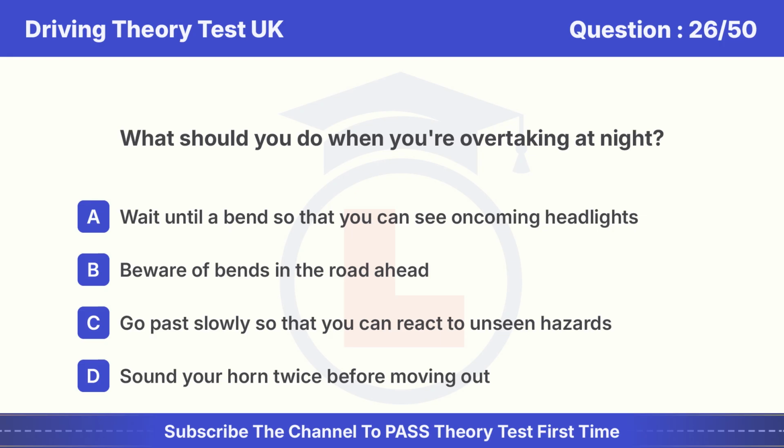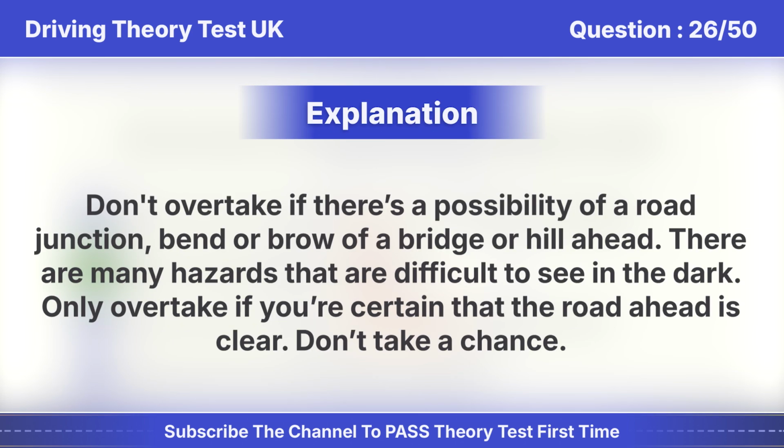Question 26. What should you do when you're overtaking at night? Answer is B. Beware of bends in the road ahead. Don't overtake if there's a possibility of a road junction, bend, or brow of a bridge or hill ahead. There are many hazards that are difficult to see in the dark. Only overtake if you're certain that the road ahead is clear. Don't take a chance.